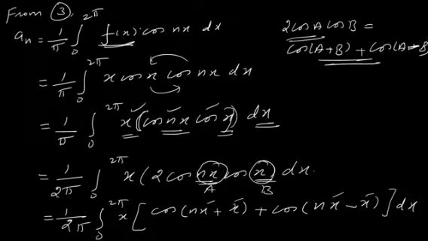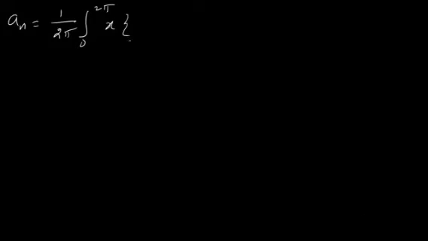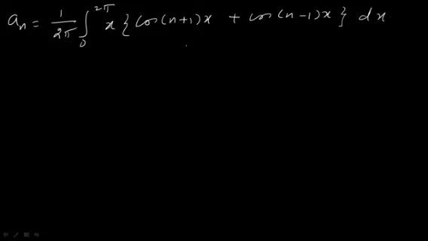So your an is equal to 1 by 2 pi integral 0 to 2 pi x product cos of, if you take this x outside, what happens? (n plus 1)x, here (n minus 1)x, right? So x product, cos (n plus 1)x plus cos (n minus 1)x, dx. Let me now divide this integral into 2. Now it will be easy for us to integrate. That's why we make use of the trigonometric formula.